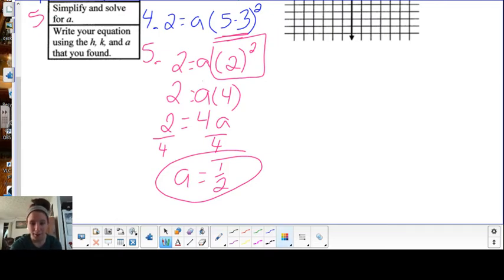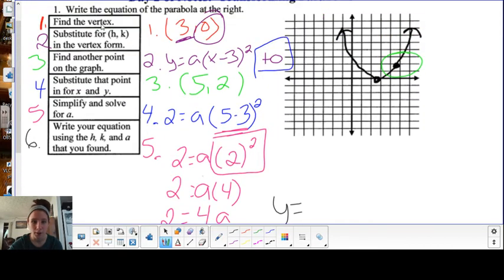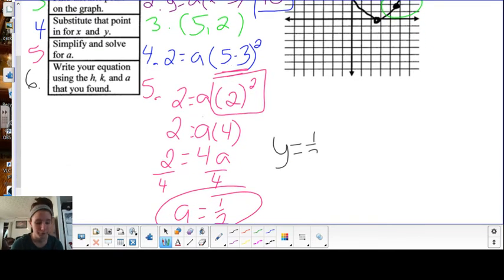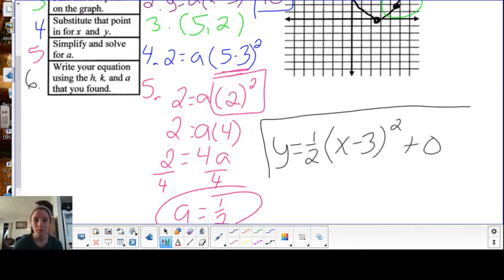And then my very last step, it's too dark, right? Is to write the equation using h, k, and a. So I already had part of my equation: y is equal to a times x minus 3 plus 0, because we got it in step 2. So we're going to essentially take step 2, and instead of a, we're going to put a half. Done.